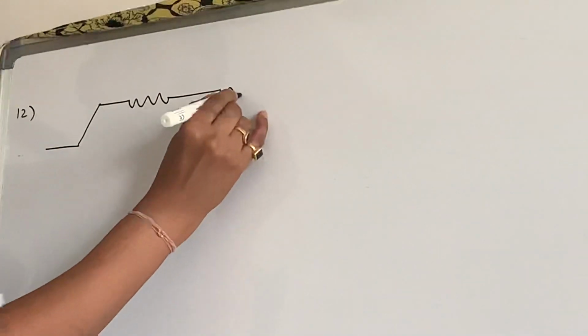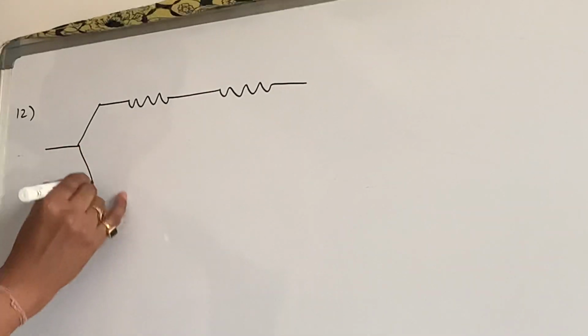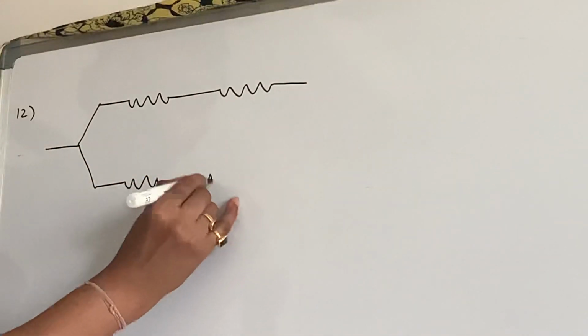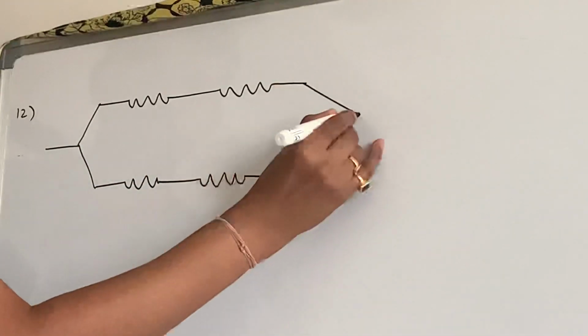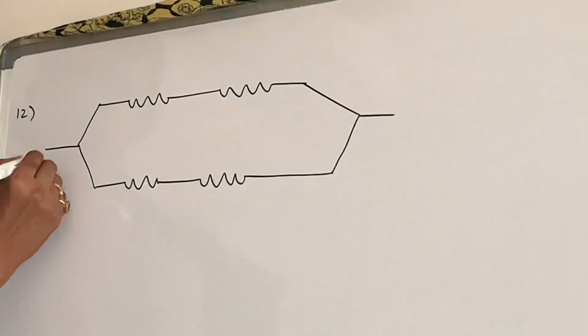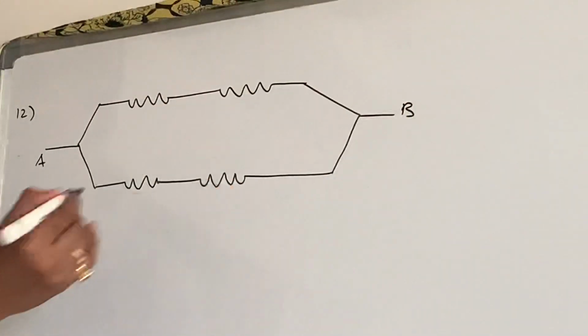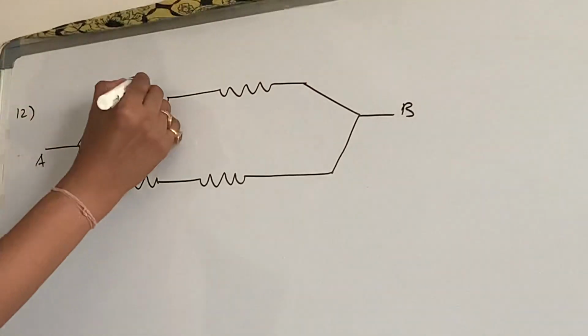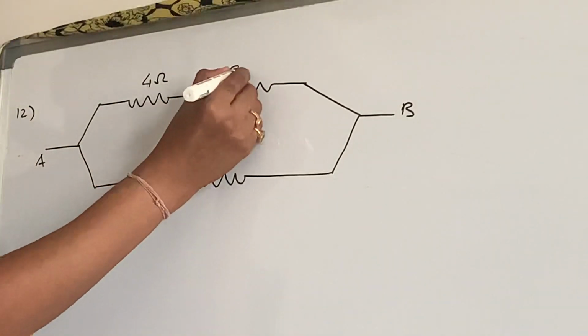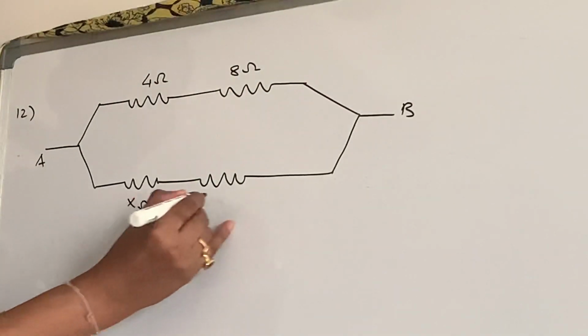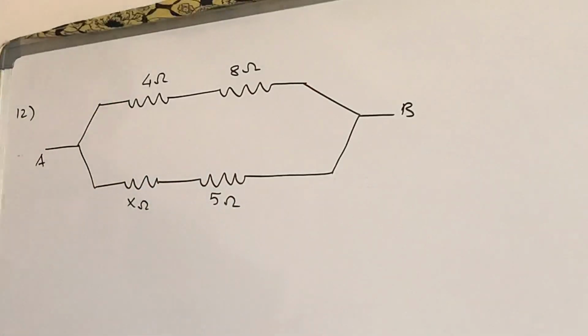There are 2 resistors connected over here, and here 2 resistors. And this is point A, this is point B. This will be your 4 ohm, this is your 8 ohm, this is X ohm, and this is 5. Now what is given? Resistance between point A and B is given as 4 ohm. And what they want here, find the resistance of X value.